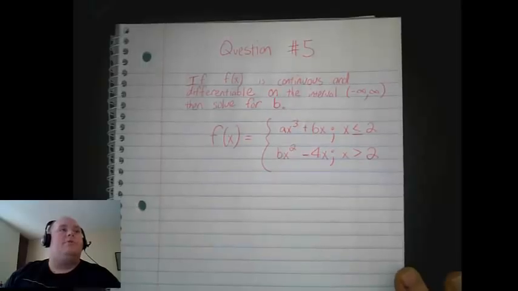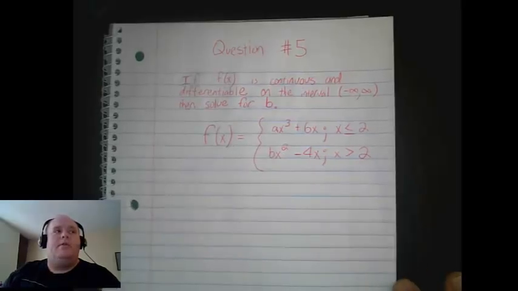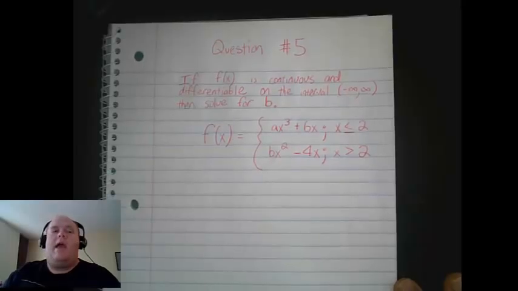So this question right here states, if f of x is continuous and differentiable on the interval -∞ to infinity, then solve for b. So f of x equals ax to the third plus 6x when x is less than or equal to 2, and also the other part of the piecewise function, bx squared minus 4x when x is greater than 2. All right, so I hope you're able to have a lot of success with this problem, and I hope someone is able to come up with the answer very, very quickly.